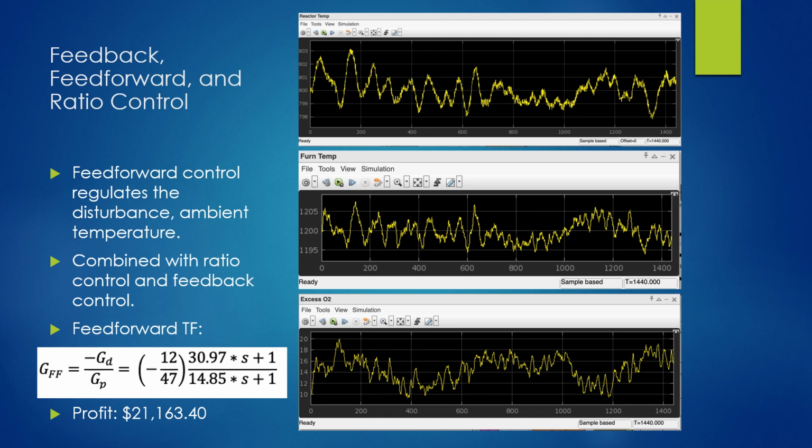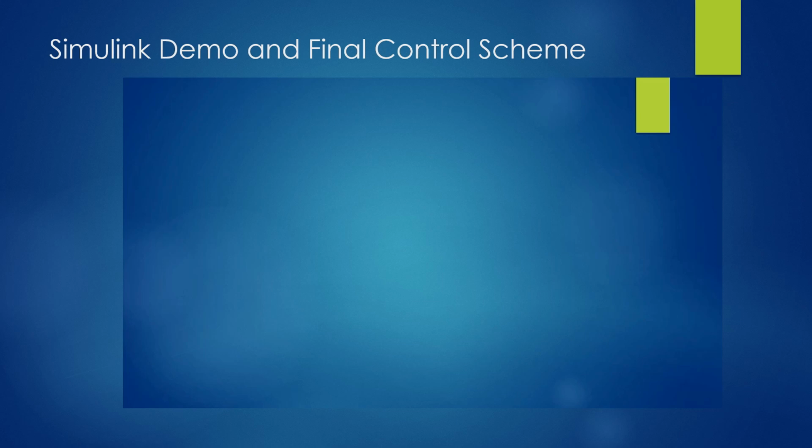With these three controllers acting at the same time, the temperatures of the furnace and the reactor were controlled even better, and the oxygen levels stayed above 9%, but it would still oscillate widely. Here, my groupmate Andrew Chadwell will present the Simulink demo and a conclusion regarding our final control scheme.